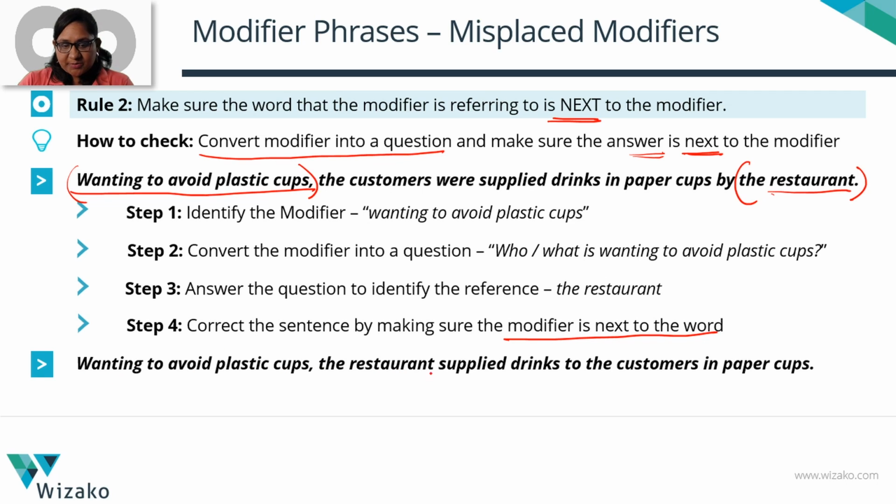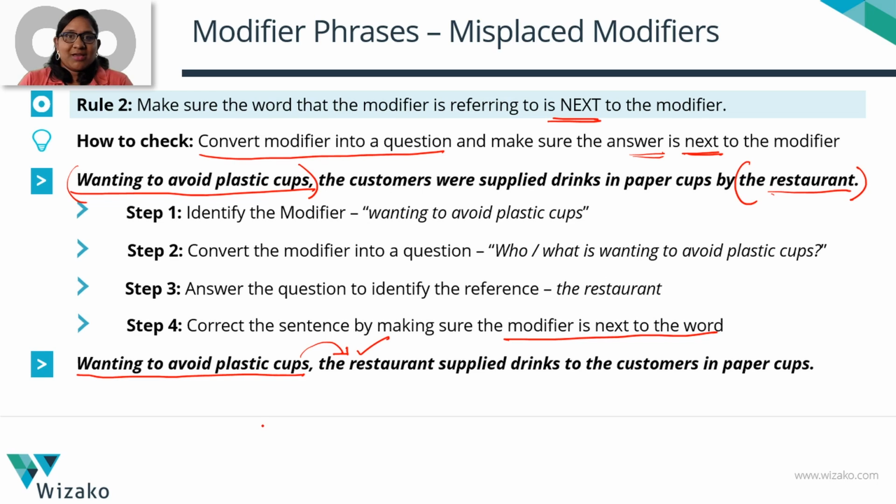Wanting to avoid plastic cups, the restaurant supplied drinks to the customers in paper cups. Okay, so I have this modifier, wanting to avoid plastic cups. Who or what is wanting to avoid plastic cups? The restaurant. So the modifier is next to the restaurant. So you do have a correct construction here.